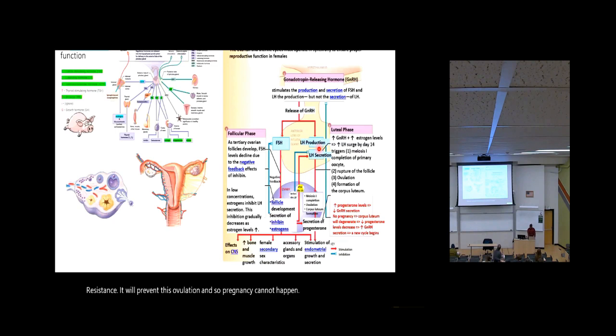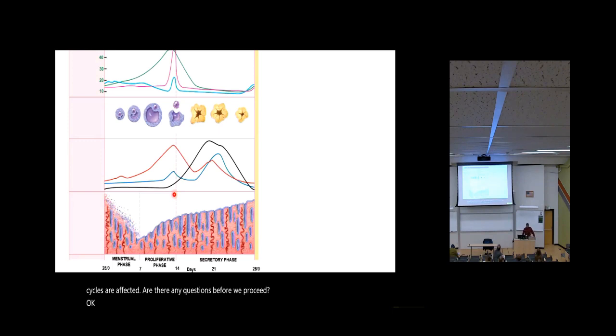happen, right? So now let's use all the information I gave in this slide and see how the ovarian and the uterine cycles are affected. Are there any questions before we proceed at all? Okay, great. So this is a slide which is extremely important, right?